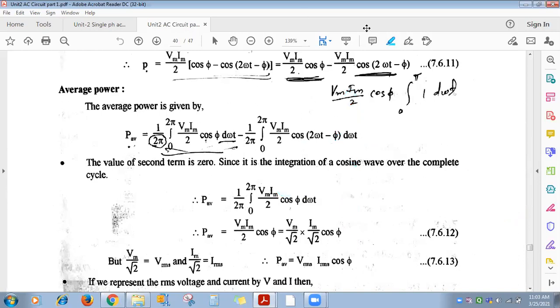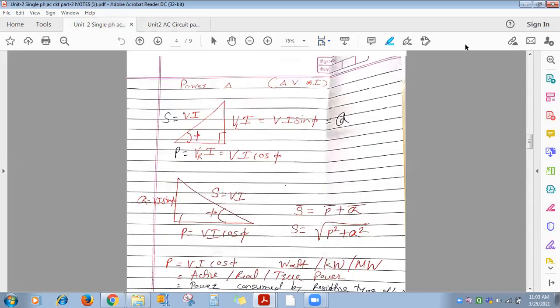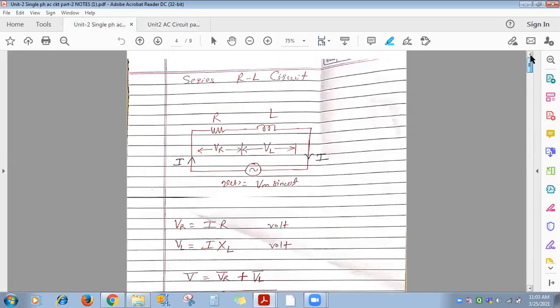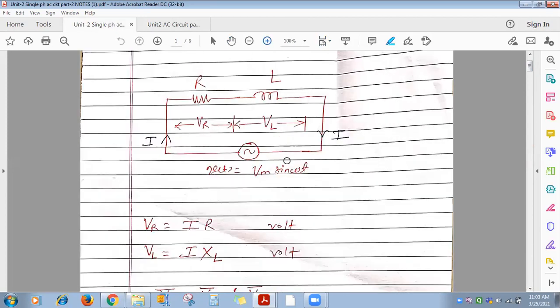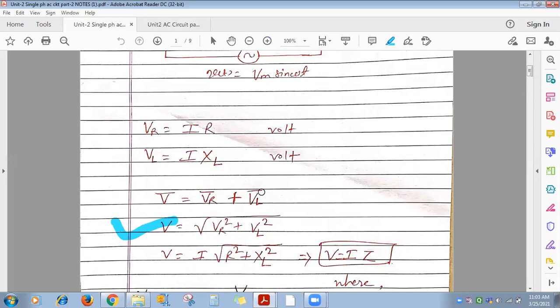So what is the conclusion for series RL? In brief, I'll repeat. Series RL: voltage drop across resistance VR, voltage drop across inductance VL. You can calculate it as IR, I XL. Another relationship also sometimes you can use: if they ask to calculate voltage drop across resistance and inductance, use this formula. Sometimes, out of these three, any two are given and the third one you can calculate using this. V is equal to square root of VR square plus VL square.